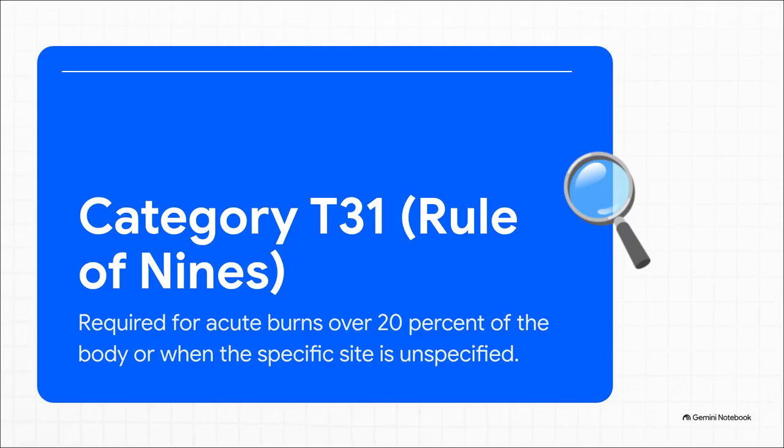But remember one vital detail. Category T31 is for acute burns only. Never ever use it for sequelae or late effects of a healed burn.